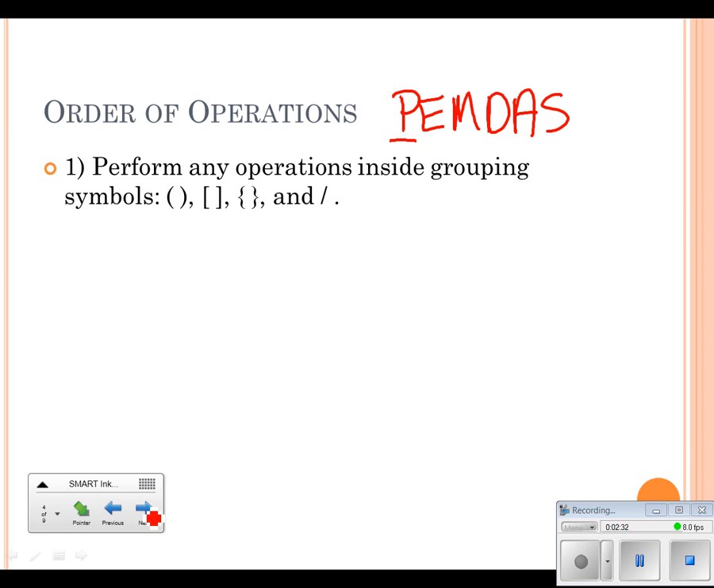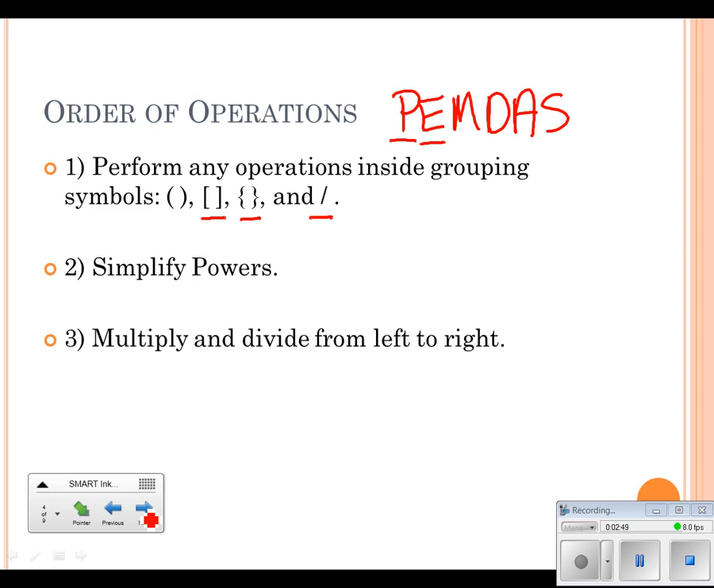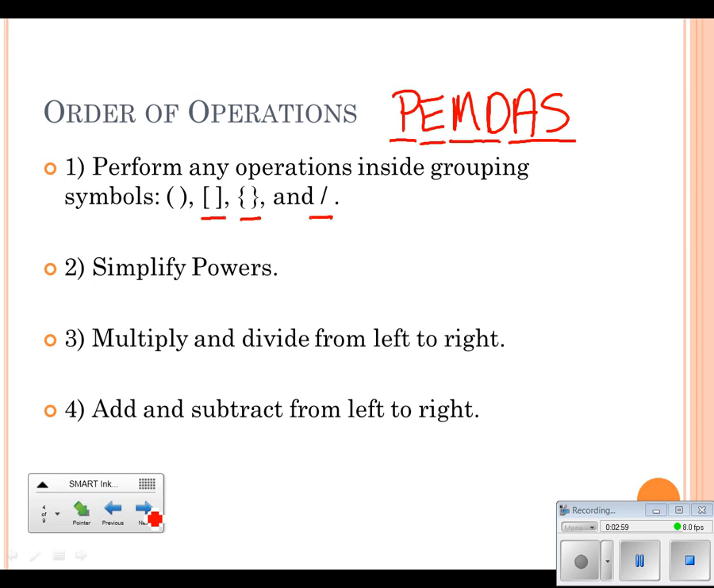You can see we have brackets here. These are brackets, braces, and we also will use the division bar. Simplify powers, that's our E, our exponents. Multiply and divide from left to right. The M and the D go together. We go from left to right. And same with add and subtract from left to right. Whatever comes first. Addition, subtraction from left to right in the problem.